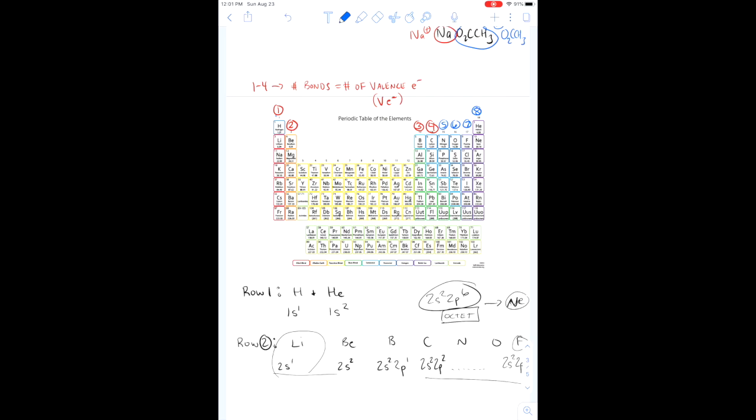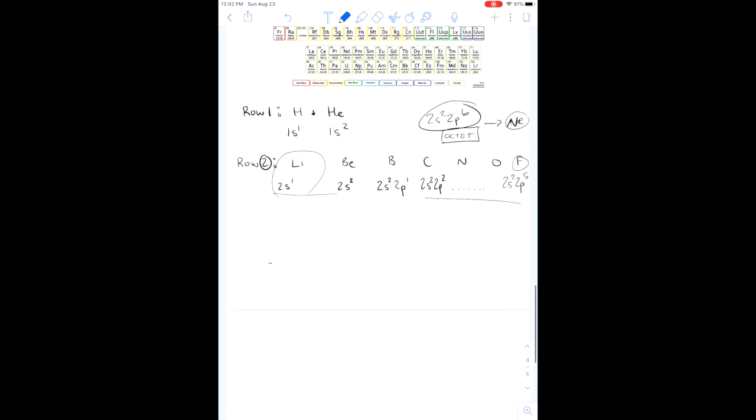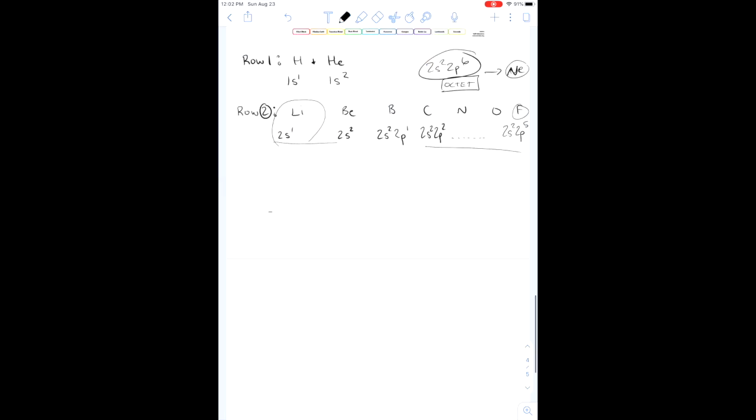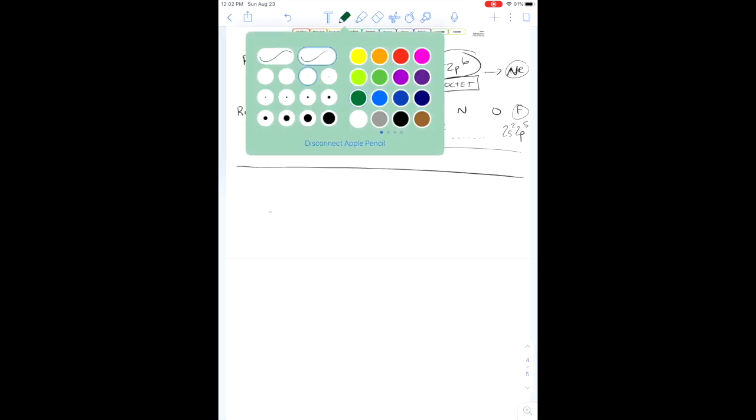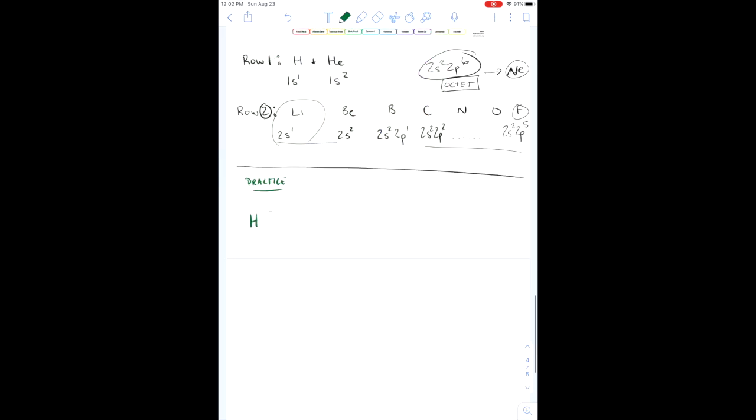And then for groups 5, 6, 7, and 8, the number of bonds is equal to 8 minus the number of valence electrons. Obviously this is different than the other ones, but it's just something we'll have to remember, or we'll eventually just be really good at it and not have to think about it at all, which is where we want to be, right? Okay, so time for practice.